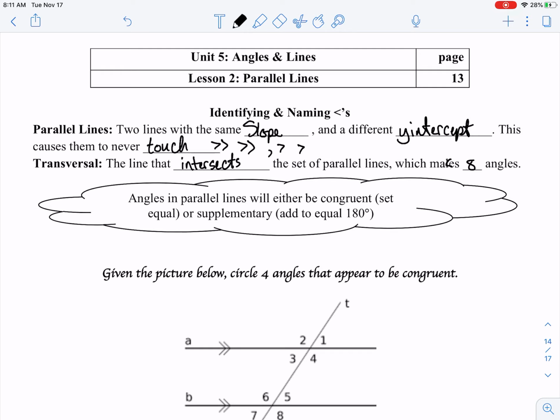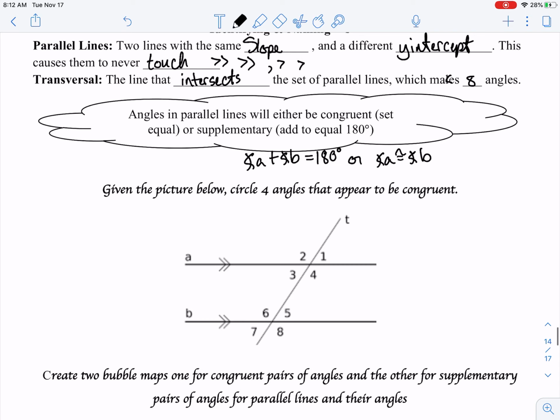Now, parallel lines are very easy in finding angle measures because either angle A plus angle B equals 180, so they're supplementary, or angle A equals angle B, or congruent to angle B. So they're either congruent or supplementary. So you will always use one of these two equations for parallel lines.